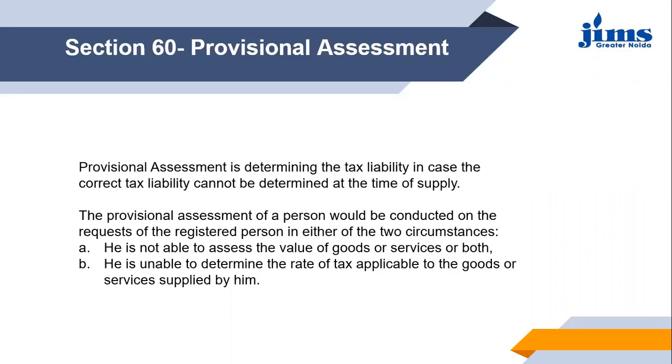The other situation is when the taxpayer is not able to know the rate of tax applicable on those goods or the services supplied by him, or if both situations exist. So in these situations, where the taxpayer is not able to know how much is the value of the goods or the services or both which he is supplying, or he is not able to know the tax rate applicable on such goods or the services being supplied by him, in these situations the taxpayer, the supplier, can go for the provisional assessment.